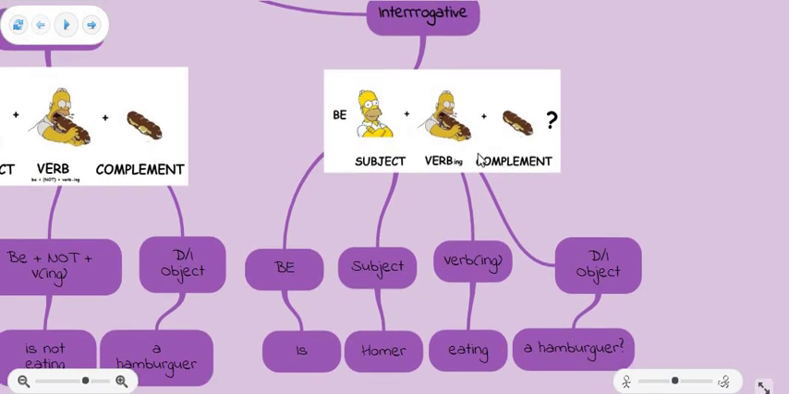And finally, we have the main verb, this time plus the ing form. So you would say, is Homer eating? So far that would be a good question. But we can add a direct or indirect object. Is Homer eating a hamburger? And we can reply yes, he is, or no, he isn't. So we would use the same verb be to reply in a negative or affirmative way.